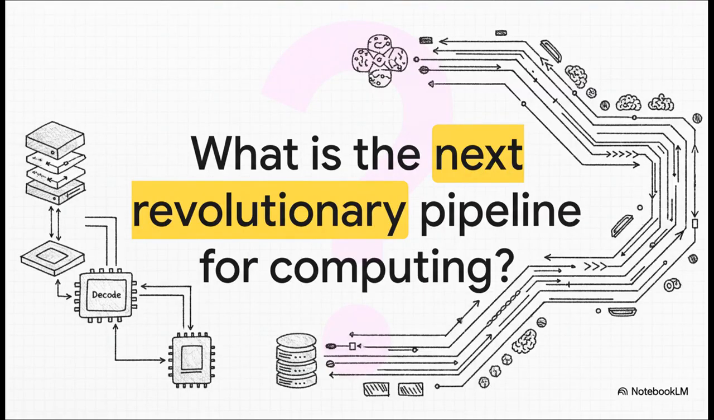And that just leaves us with one last big question to think about. We've pretty much perfected these pipelines for our CPUs, but now, as our demand for data just explodes with things like AI and massive machine learning models, what's the next revolutionary assembly line for computing going to look like? What comes next?